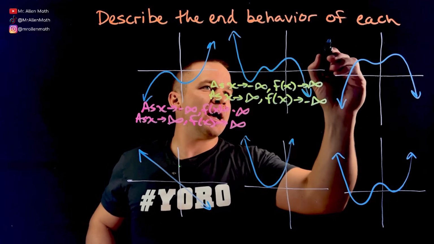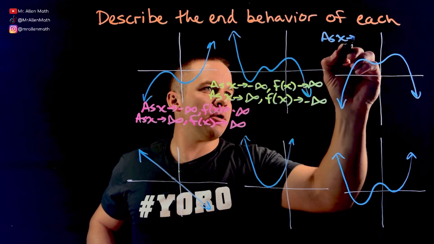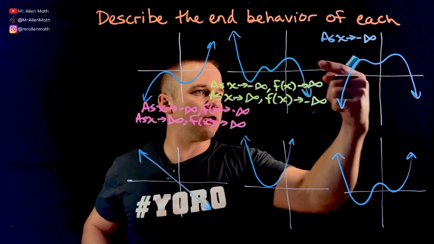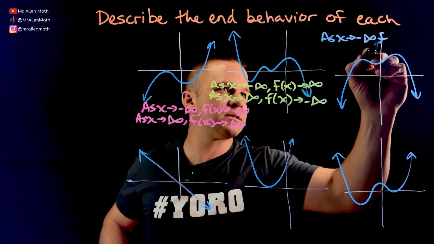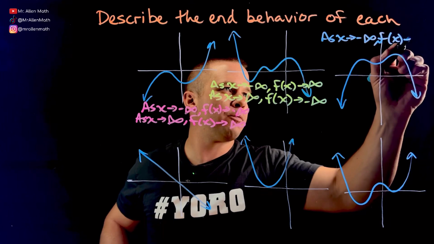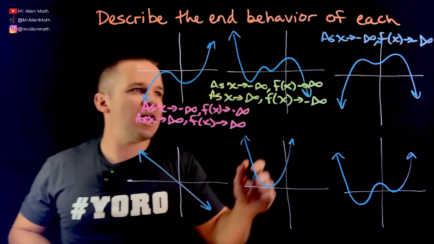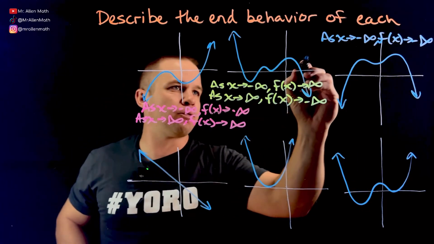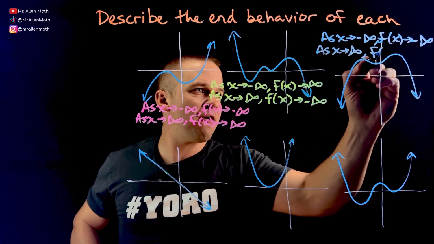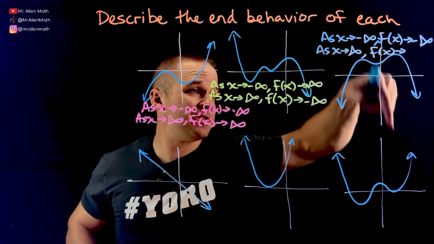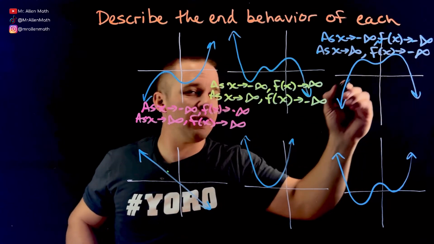Okay. So as x approaches negative infinity, as I go to the left here, what's it doing? It's going down. All right, so f of x approaches negative infinity. And as I go to the right, so as x approaches positive infinity, f of x approaches, still going down, negative infinity.